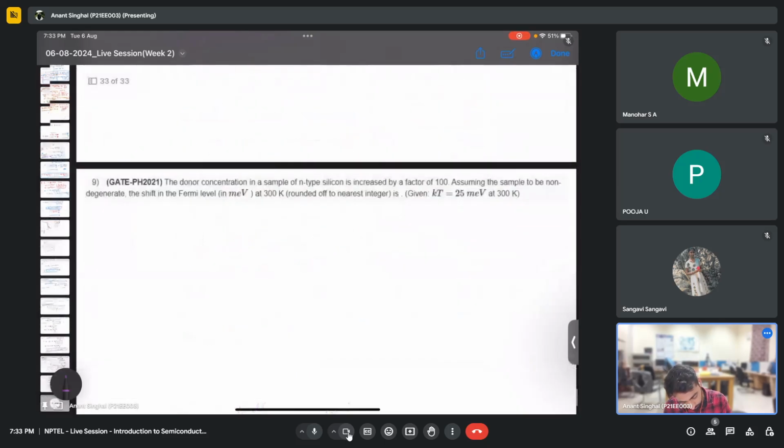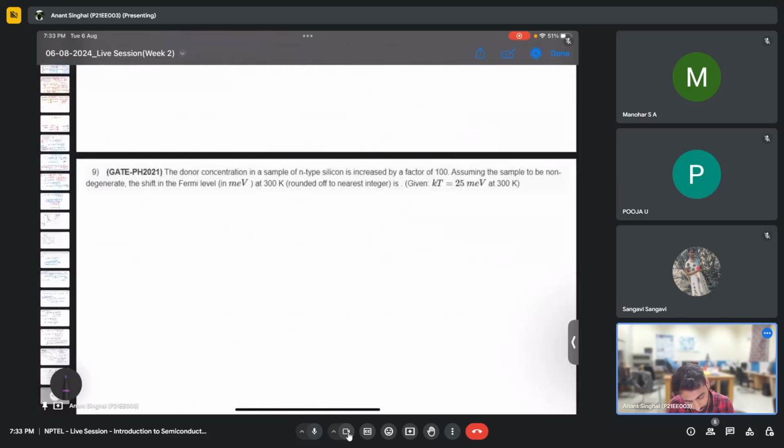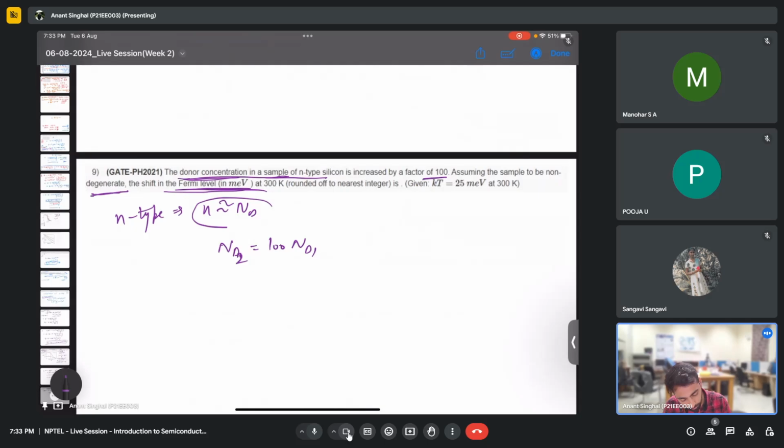And then we have, okay, a donor concentration. Again, we have an n-type silicon, so that means n is Nd. It is increased by a factor of 100, so if it is Nd1 before, it is now 100 times Nd1. Let's say this is Nd2. Assume the sample to be non-degenerate, which means the Fermi level will be below the conduction band. It is asking for the shift if we change the doping concentration by 100 times.